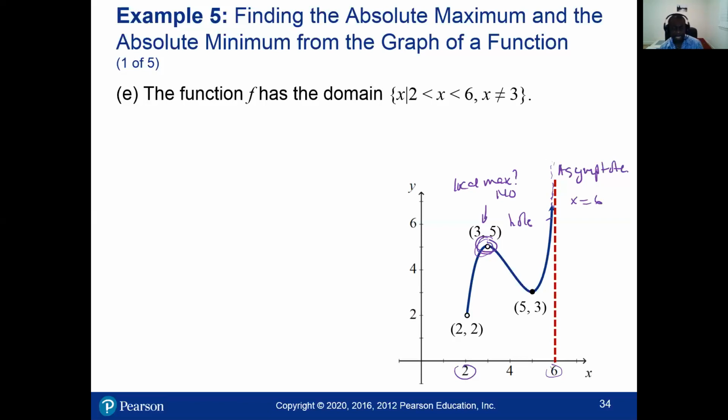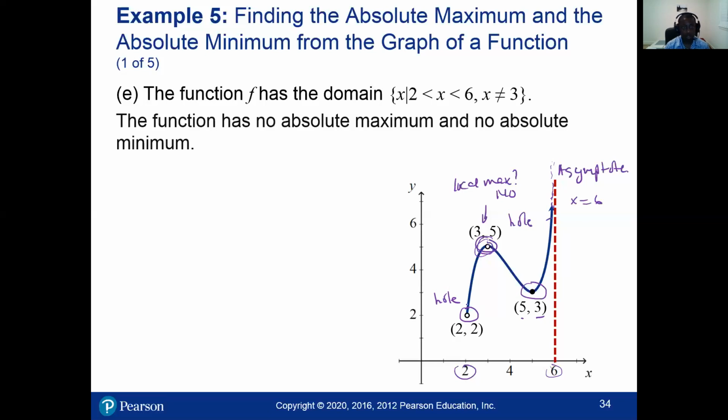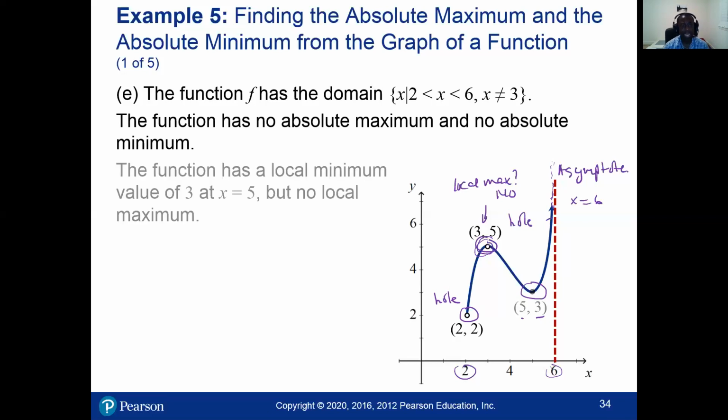What about local minimum? Does it have a local minimum? Yes, there's a local minimum at x equal to 5, which has the value 3. But does it have an absolute minimum? Again, there's a hole in that. Therefore, there is no absolute minimum. So the function has no absolute maximum and no absolute minimum. It has only a local minimum value of 3 at x equal to 5, but has no local maximum value.